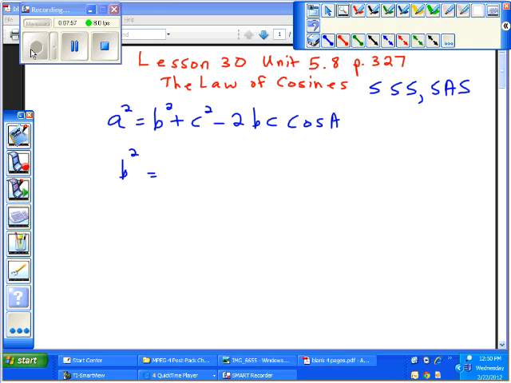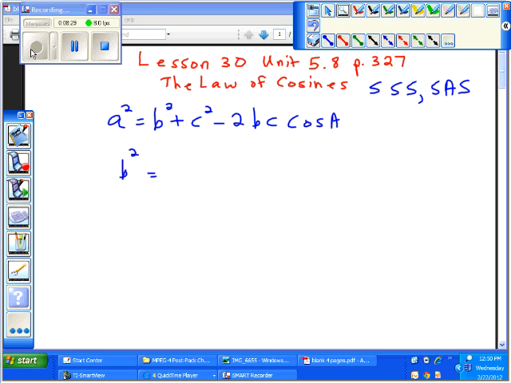Yes, sir. Did I put sine on the paper? Wow. That's cosine. Yes, thank you. On this paper I gave you, beside use the law of cosines, I accidentally put sine A in there. It should be a squared equals b squared plus c squared minus 2bc cosine A. Thank you, sir. That was not good.